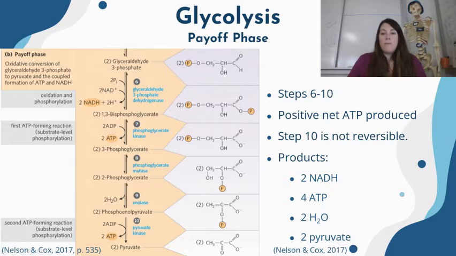Overall, the payoff phase produces two NADH, 4 ATP, 2 water, and 2 pyruvate molecules for every glucose that entered the glycolytic pathway.